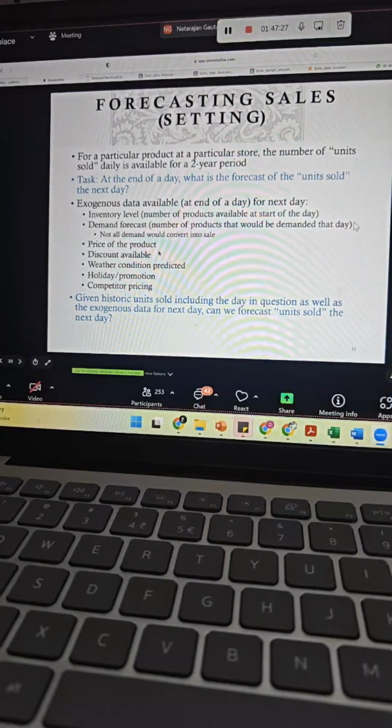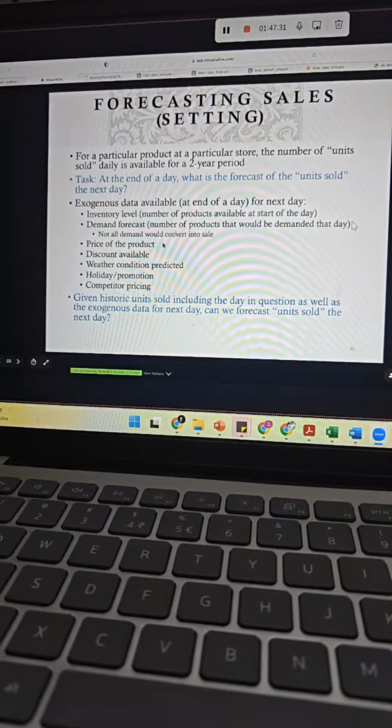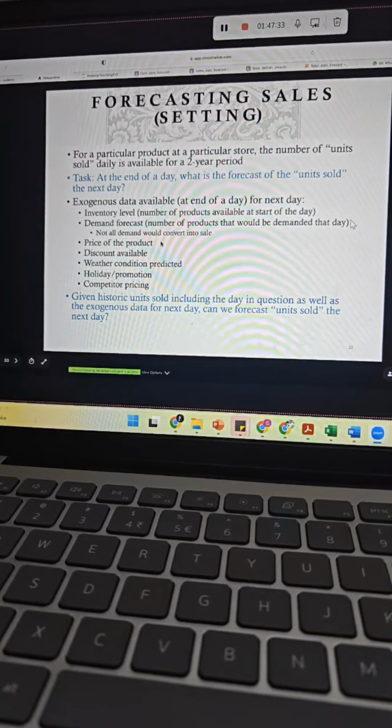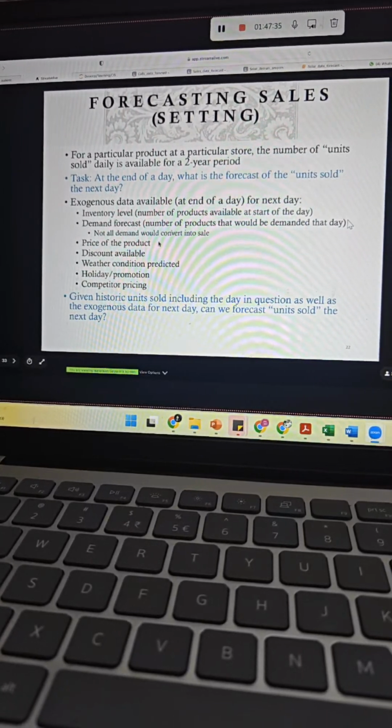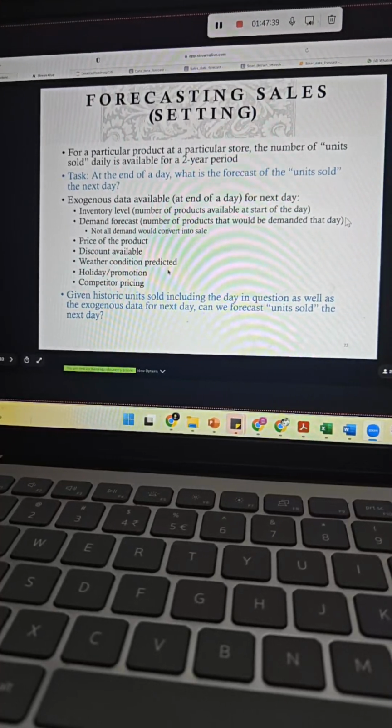I wanted to get a subtle difference between price and discount. So price itself is essentially saying these are the features of the laptop. This is the raw price of the product. Then there is some discount available. Then the weather condition that is predicted.